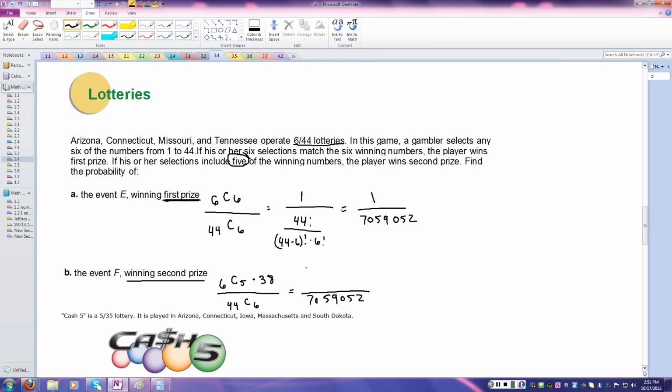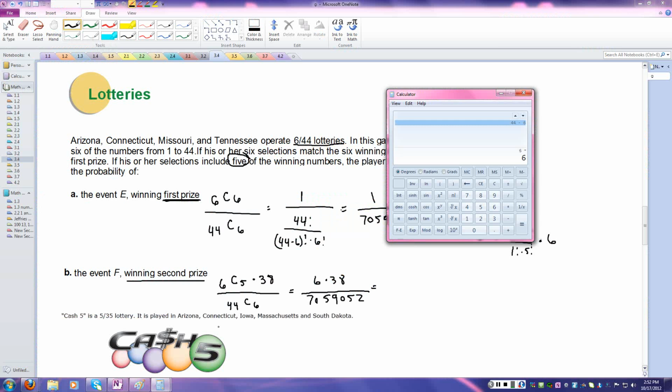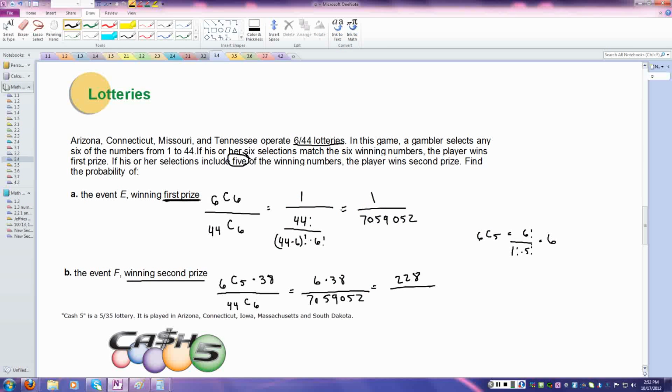And on the numerator, I do 6 choose 5. So if I do that on the side, 6 choose 5, that's 6 factorial over 1 factorial times 5 factorial, so that's 6. There's 6 ways to pick 5 winning numbers from 6. So we get 6 times 38. So if I go to my calculator and I take 6 times 38, I get 228. So my answer here would be 228 over 7,059,052. So this would be your answer for the probability that you win second place.